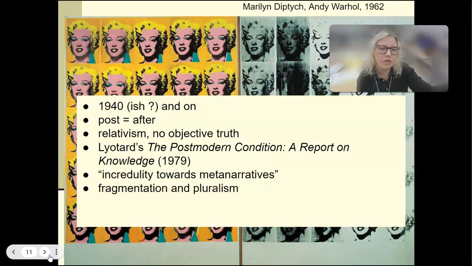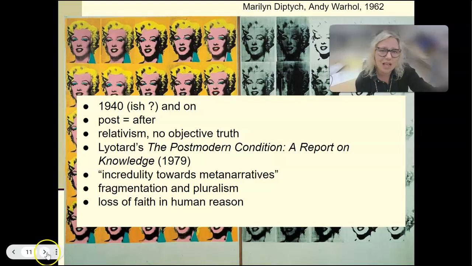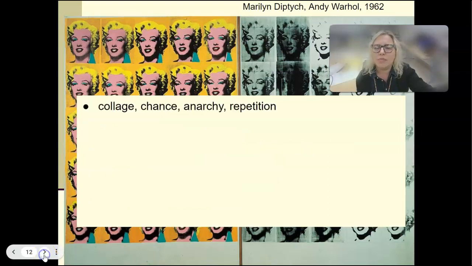Fragmentation and pluralism, so the idea that we need more stories, more viewpoints, and that they don't all connect necessarily. Sometimes they're fragmented, and this will become the case in The Things They Carried with the timeline. There's a loss of faith in human reason. It hasn't really helped us a whole heck of a lot, postmodernists are saying. And so maybe that's not what we want to look to.